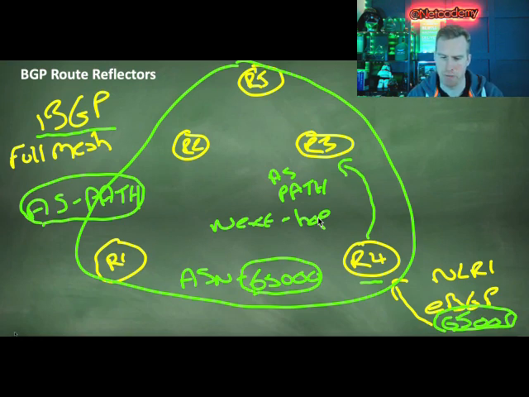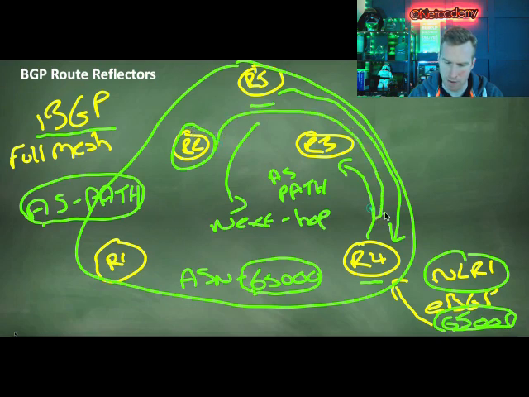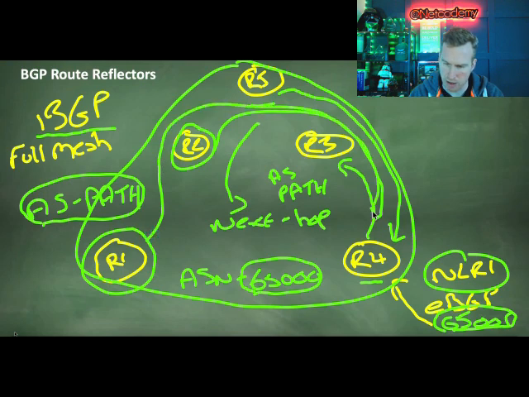But R5 needs to know what is the next hop to get to this NLRI. So it needs to know how to get from router R5 down to router R4. R2 as well needs to learn how am I going to get to router R4. R1, guess what, needs to know how to get to router R4. So you can see this gets quite messy.